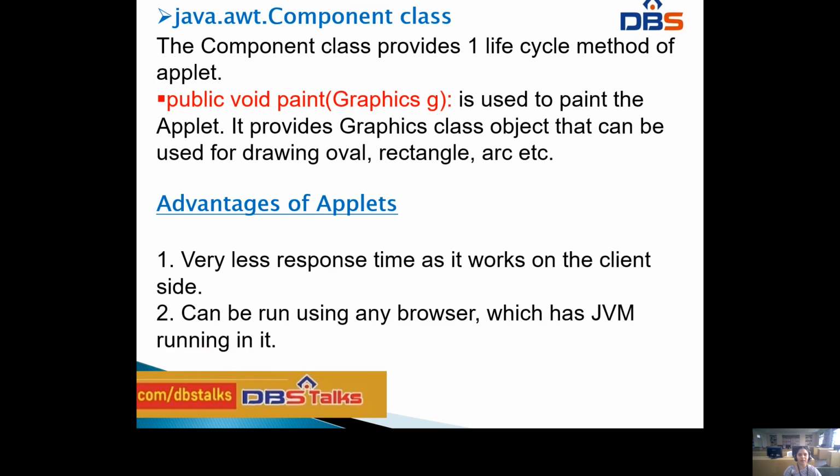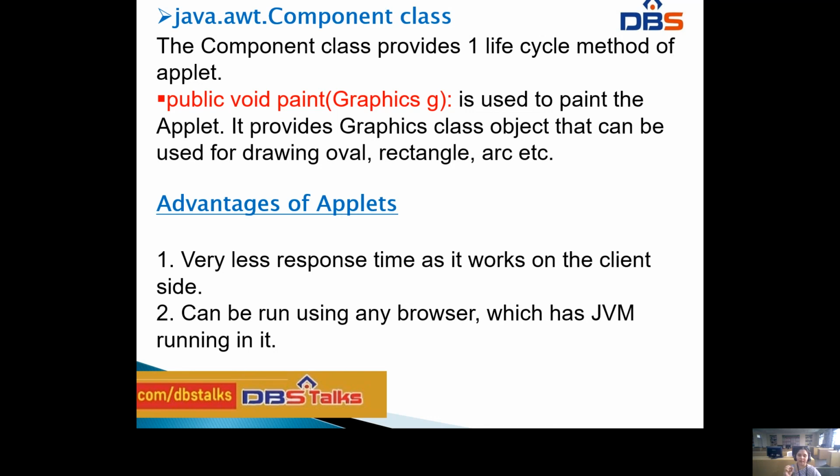Next, the java.awt.Component class. The Component class provides one life cycle method of applet, that is public void paint(Graphics g). It is used to paint the applet, according to the function we are using. It provides a graphics class object.